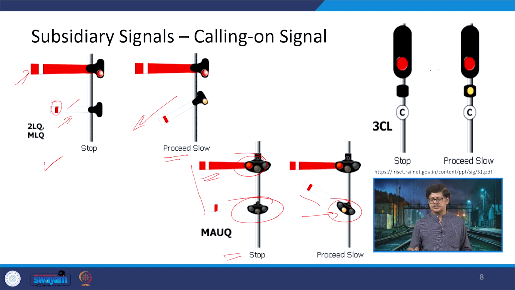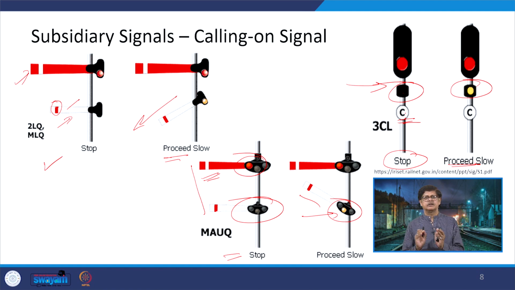Similarly, in the other case this is a light based system. In the light based system, if it is a stop, no color is coming at the calling on signal. So, this disc at the top of the signal is a calling on signal. But if it is proceeding slowly, then this will turn yellow. That is how the indication comes on which particular track, on which particular loop line the train is being called at a particular station.